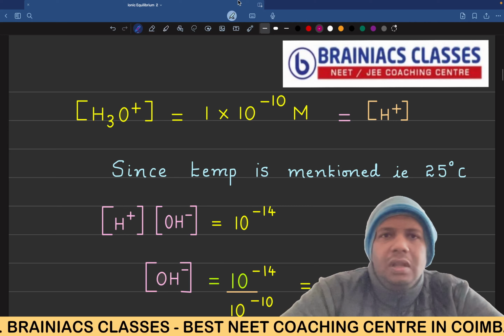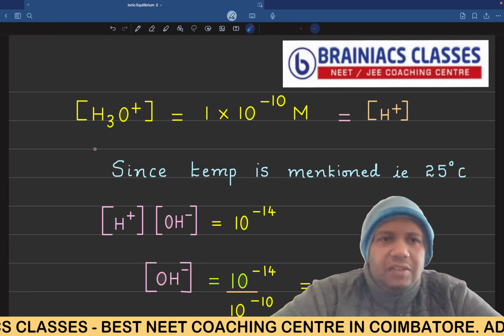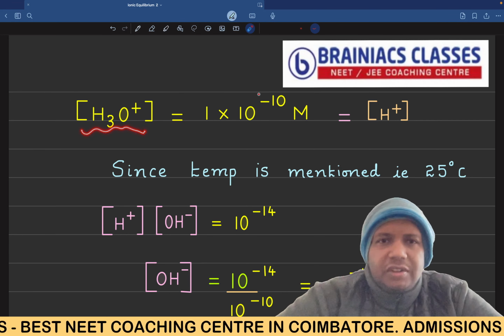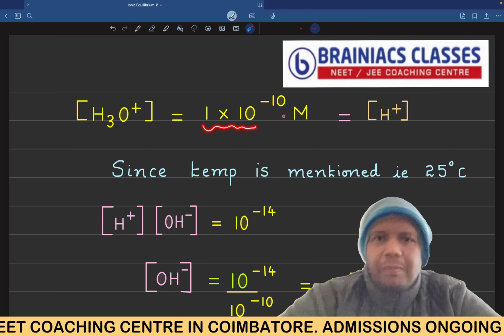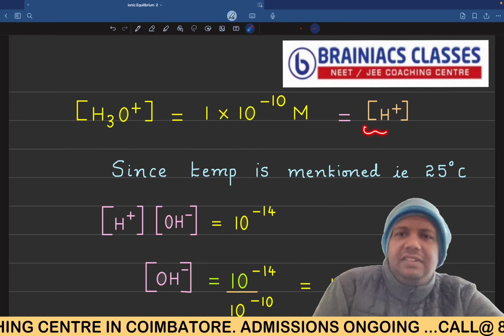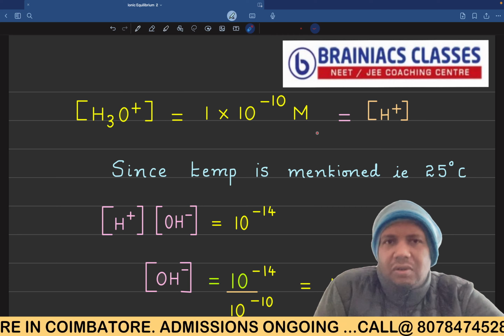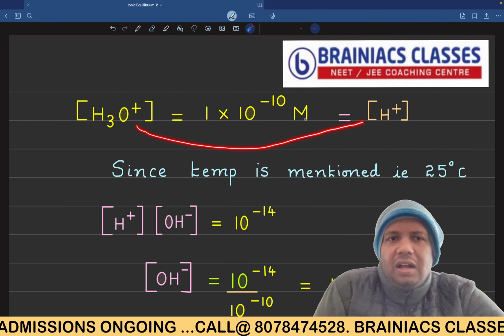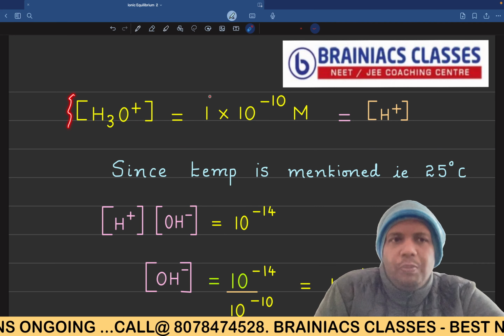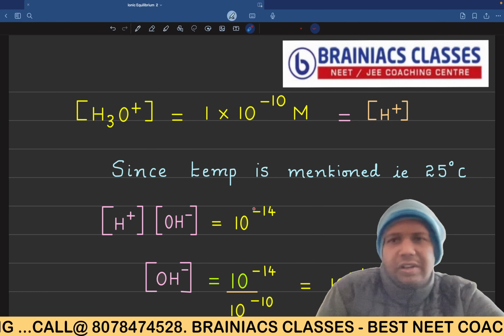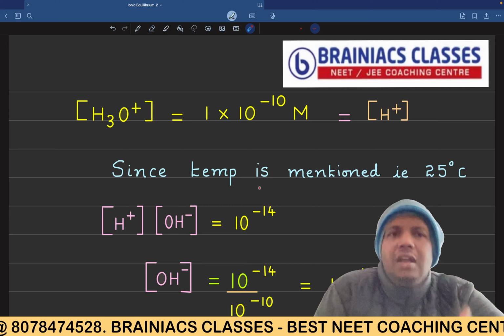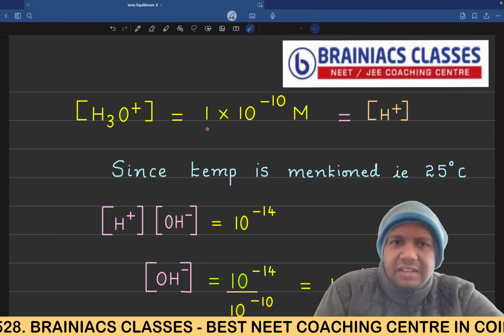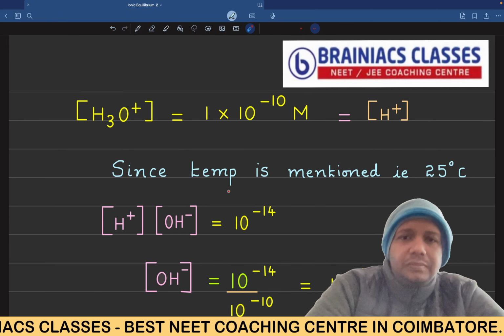So first thing, as you know, H3O plus ion concentration is given as 1 into 10 power minus 10 molar, and we know that this is equal to H plus ion concentration. Why? We have seen the equation where we found that the number of H3O plus ions would be equal to the number of H plus ions generated. From each H3O plus ion, one H plus would be generated. That is the reason why this is becoming equal.